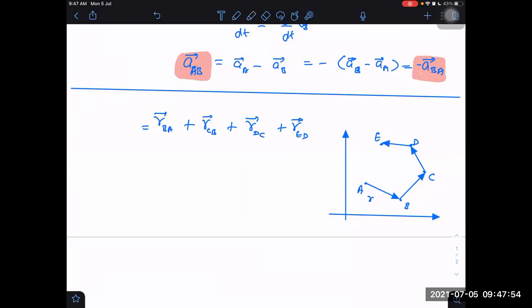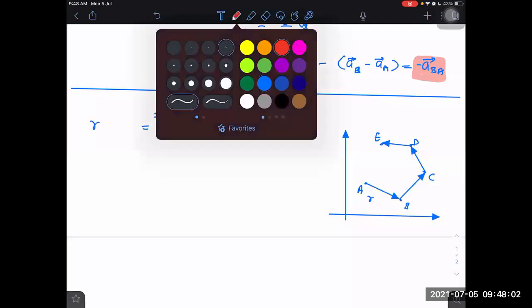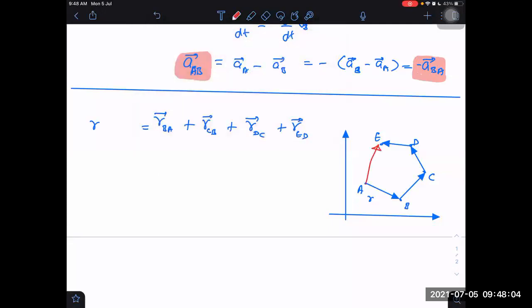B with respect to A, C with respect to B, D with respect to C, E with respect to D. Finally, if you know how to take the resultant, then you know it will be a vector starting from A towards E. Or I can just write this resultant as position vector of E with respect to A, REA.